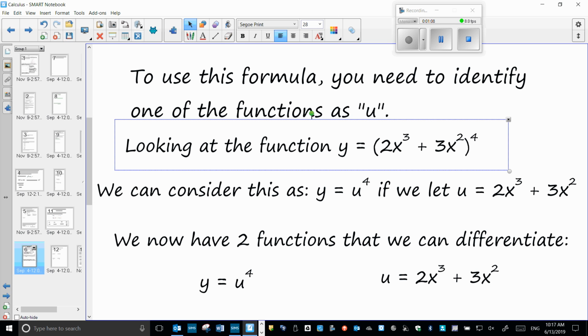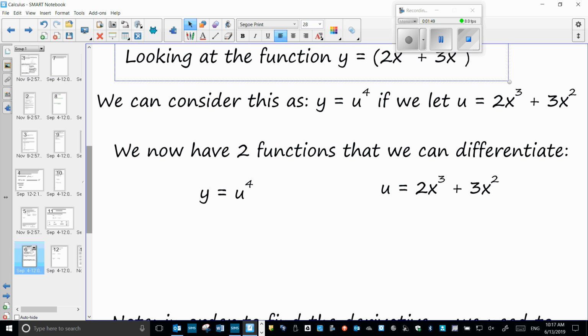So this is more complicated because I have an expression inside a bracket, and that's raised to a power. So what I'm going to do is pretend that this expression inside the bracket, I'm going to call it u. So I've said that u is 2x cubed plus 3x squared, and that means that y is now u to the power 4. All I've said is this is now called u, and so y is u to the power 4, not all of this.